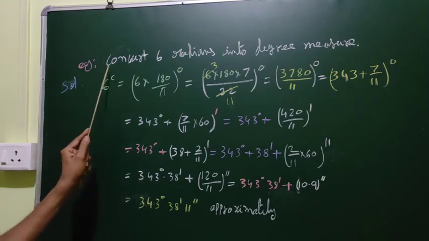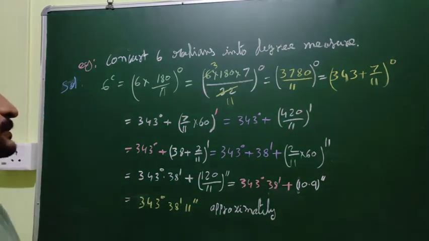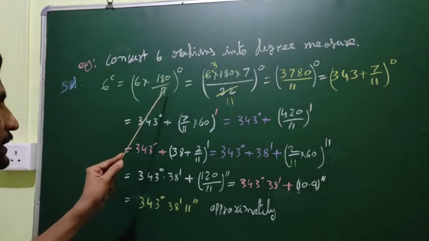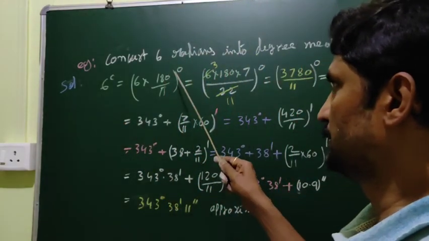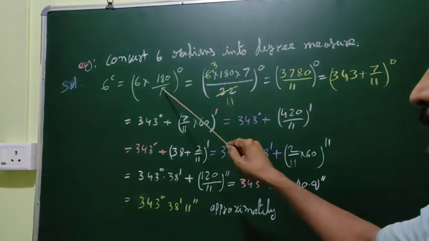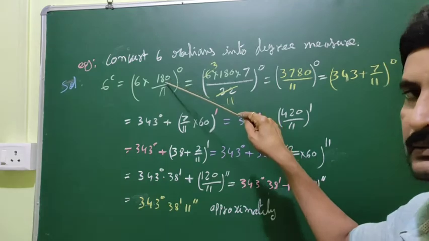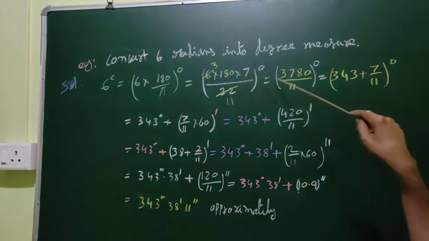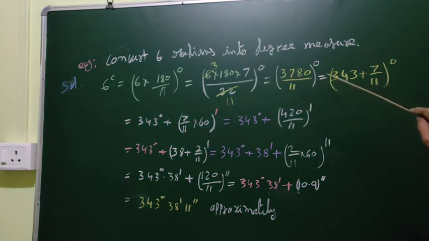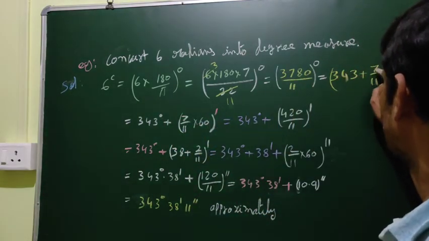Now one example. Convert 6 radians into degree measure. 6 radians is equal to 6 into 180 by pi degrees, because 1 radian is equal to 180 by pi degrees. Now multiply this. Here pi is 22 by 7, because pi is in the denominator, so it changes to 22 by 7 like this. Now multiply, you can get this. By division, 3 times and 4 times, 3 times, the remainder is 7 by 11 degrees. Now 343 degrees and 7 by 11 degrees.